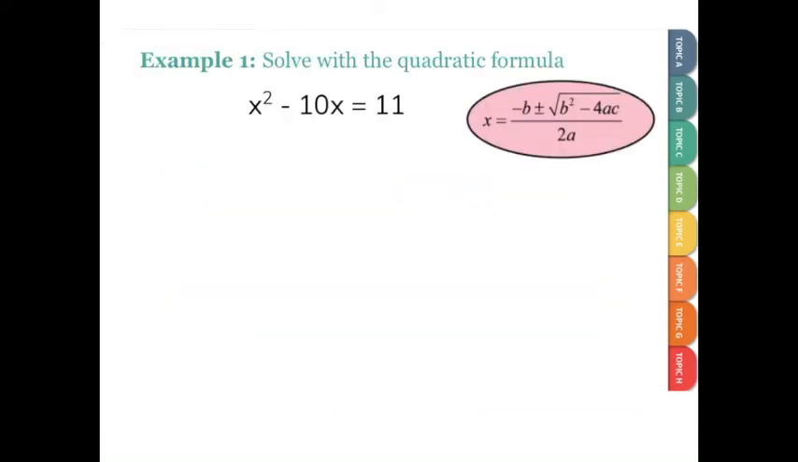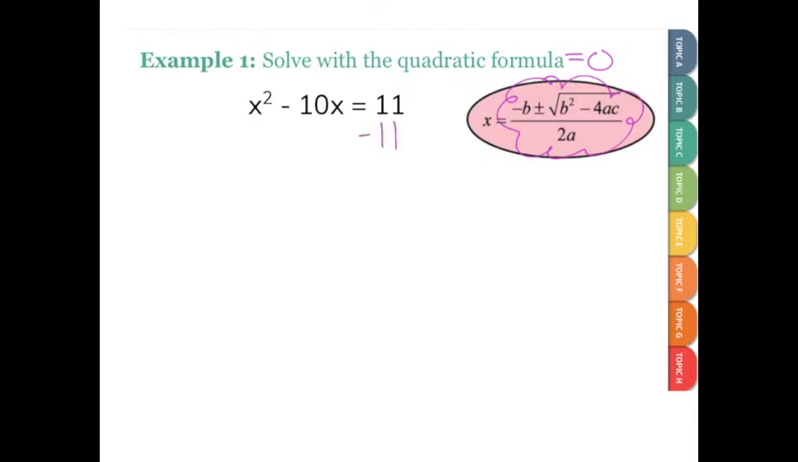So if we want to do a problem using the quadratic formula, we want to solve for x here. Just like when we were solving by factoring, we need our equation to be equal to 0. That way we can actually find out what these a, b, and c values are in our quadratic formula.